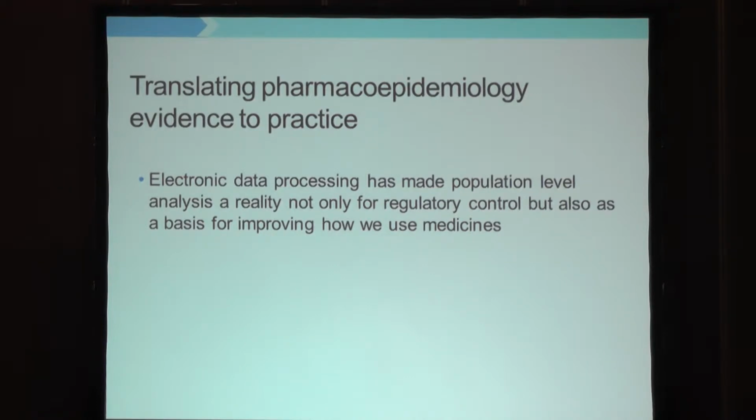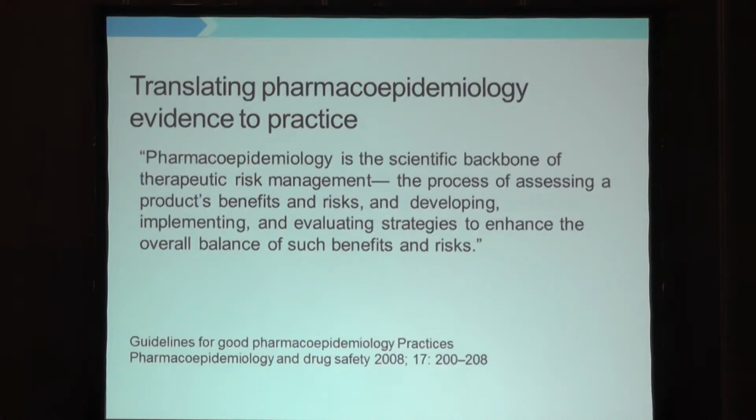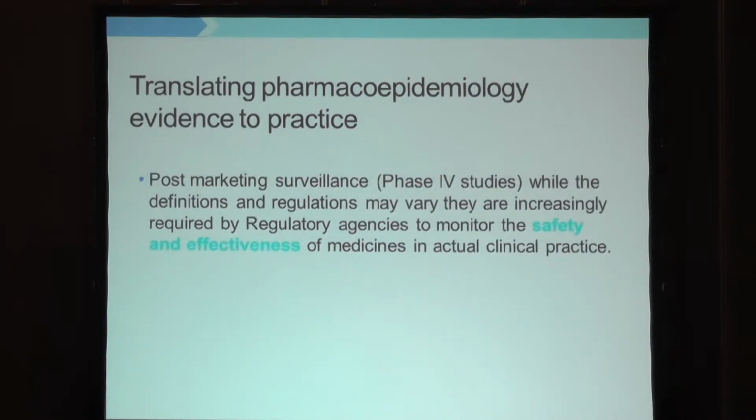The electronic data processing has made population-level analysis a reality, not just for the regulatory control or for the pharmaceutical industry, but also for those interested in how we improve the use of medicines for the citizens of our countries. So pharmacoepidemiology is really the scientific backbone of therapeutic risk management: the process of assessing a product's benefits and risks, and developing, implementing and evaluating interventions to enhance the overall balance of such benefits. So, translating pharmacoepi evidence into practice.